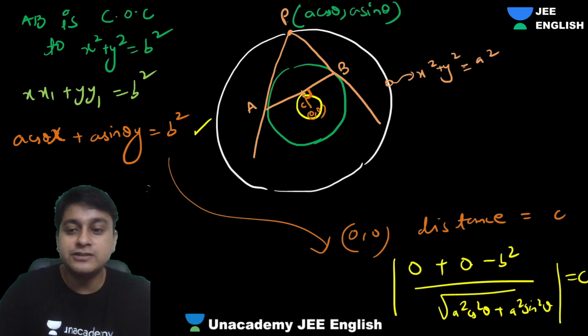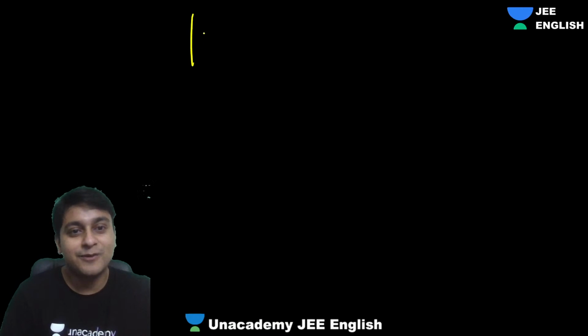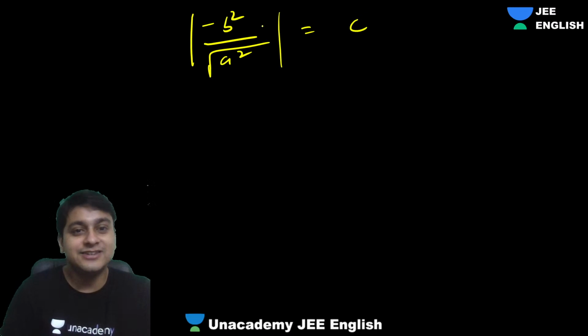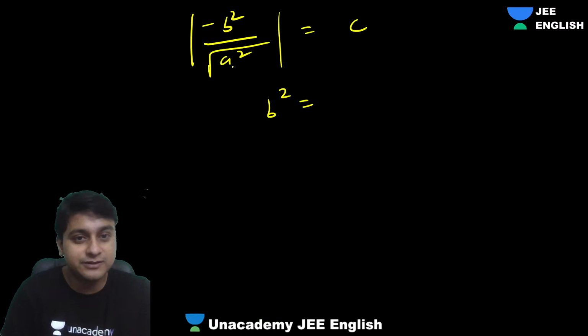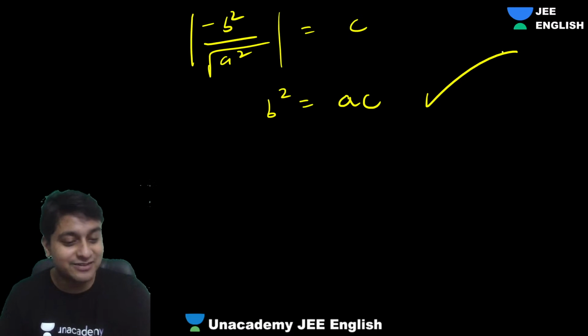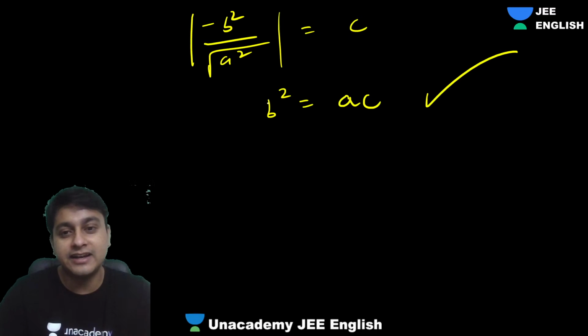So guys, now what is it coming out to be? You'll get mod of minus b square upon a, under root, equal to c. Obviously a, b, c are all positive numbers, so we get b square equals ac. So this also can be asked, guys. They are in GP. That is an amazing result we got. They are actually in GP. Right or not, everyone? Yes, they are in GP.